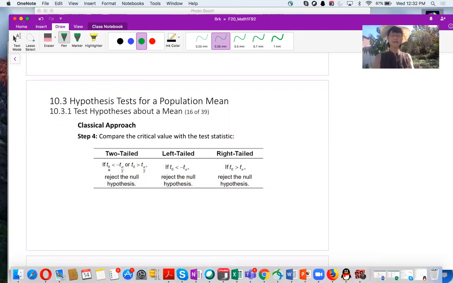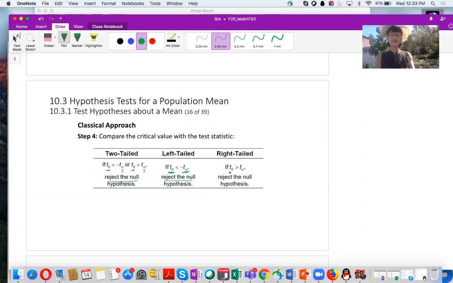When you have a two-tailed test, remember T0 is the test statistic. If the test statistic is smaller than the negative critical value, or the test statistic is greater than the critical value, reject the null hypothesis. And if you have a left-tailed test, if the test statistic T0 is smaller than the critical value, because it is left-tailed, the critical value must be negative. If the test statistic is smaller than the critical value, reject the null hypothesis.